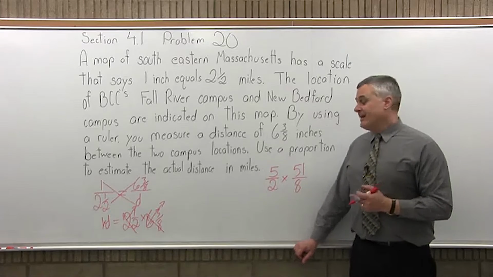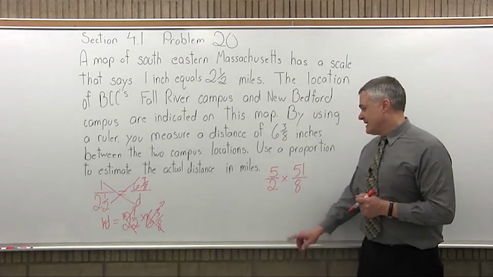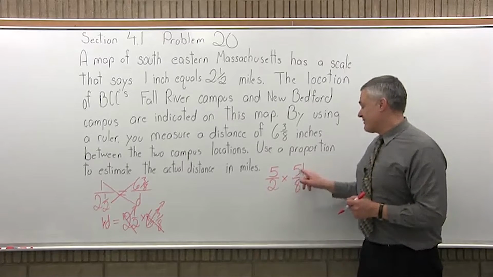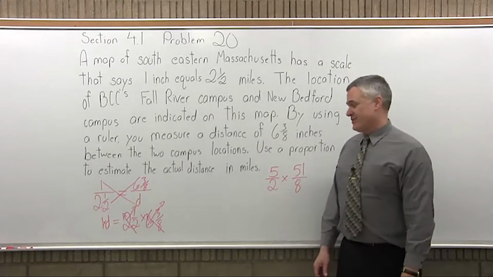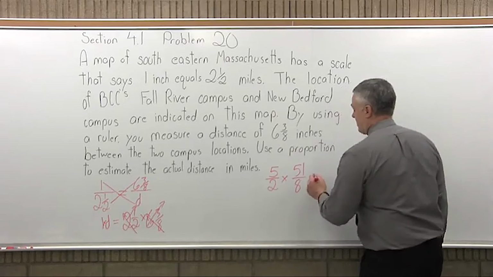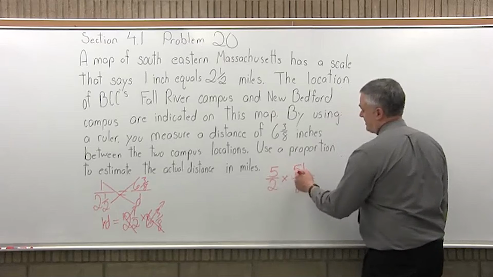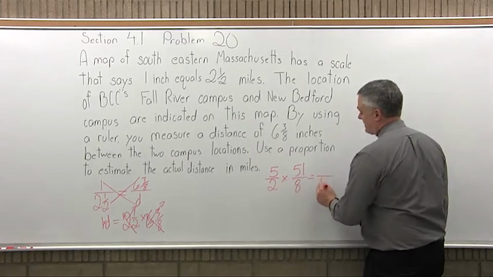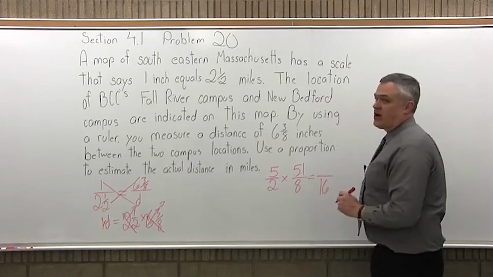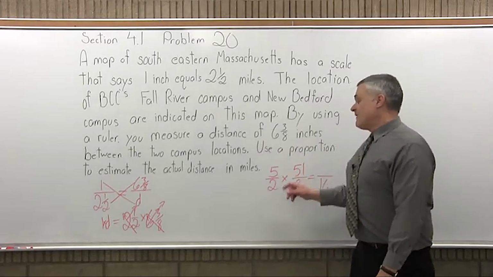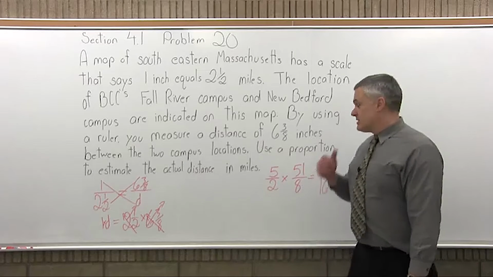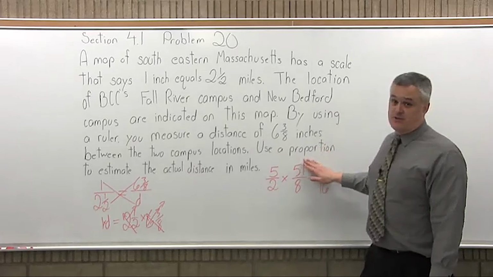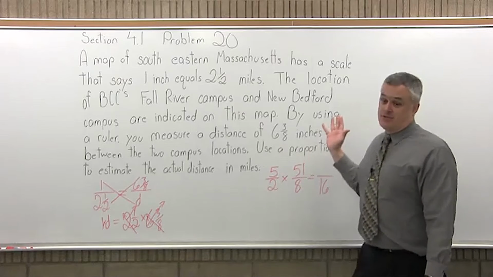Now, let's see if we can reduce a little bit. The 2 and the 5, the 2 and the 51 don't reduce. The 8 and the 51, the 8 and the 5 don't reduce either, unfortunately. So we will just multiply numerator times numerator, denominator times denominator. The denominators are easier. 2 times 8, I know that is 16, no problem. 5 times 51 is a little bit bigger. So if I had to do it in my head, I would first do 5 times 50 is 250, add in one more 5, 255.